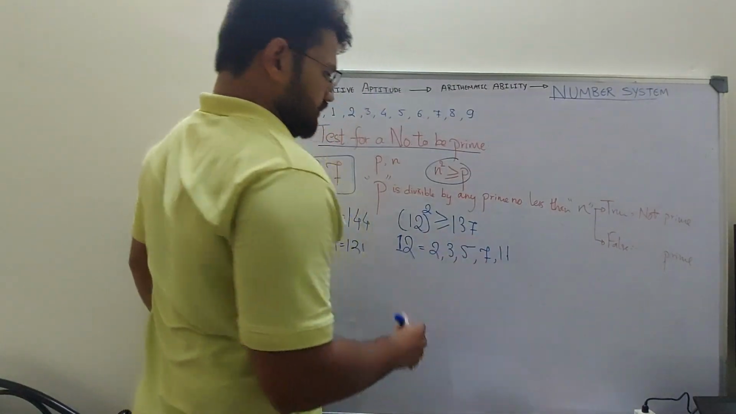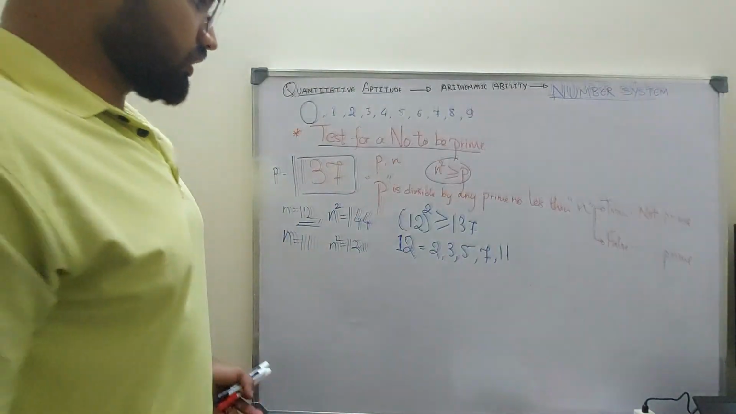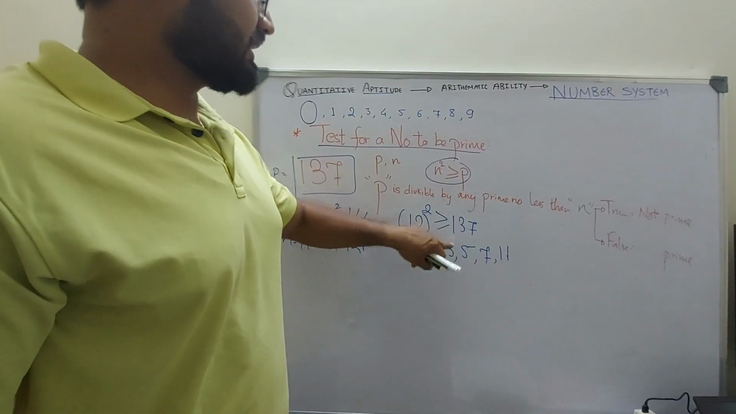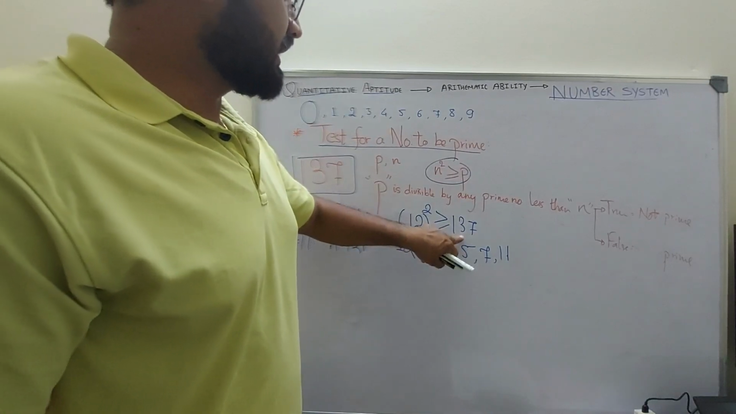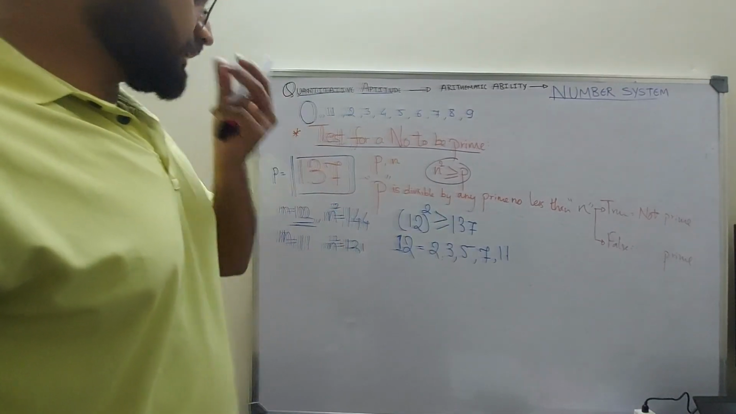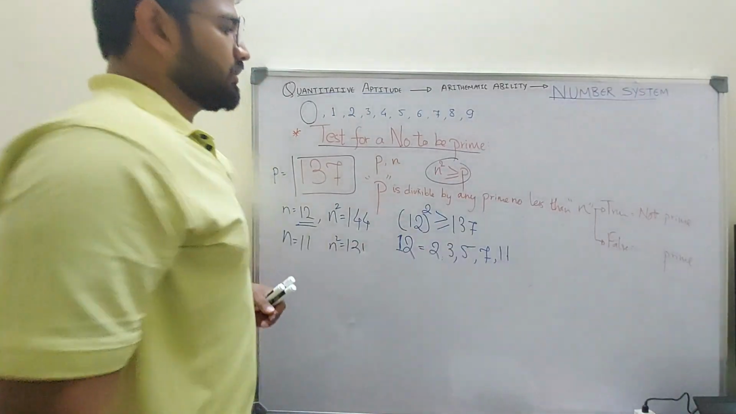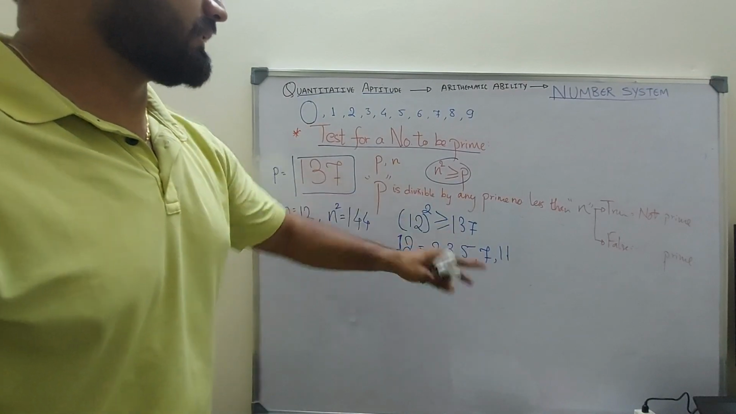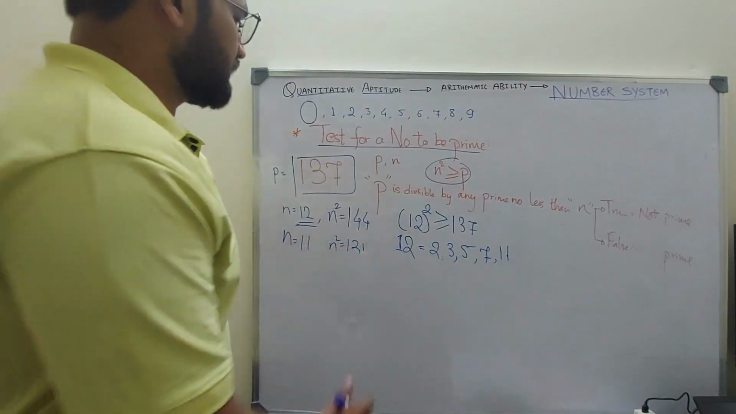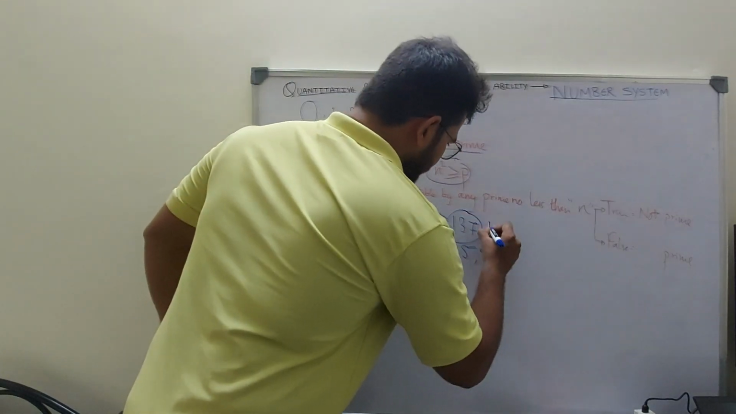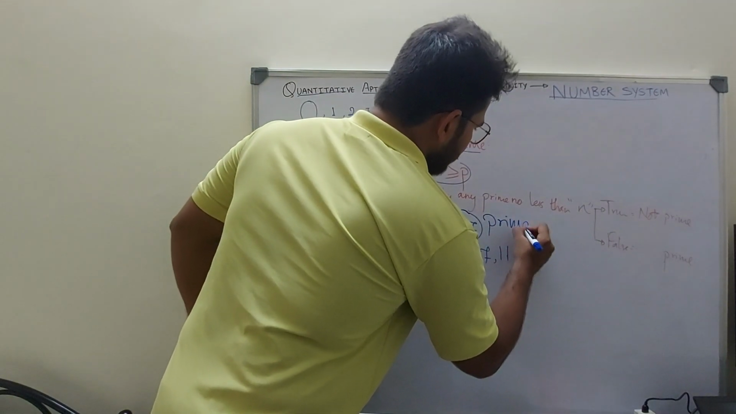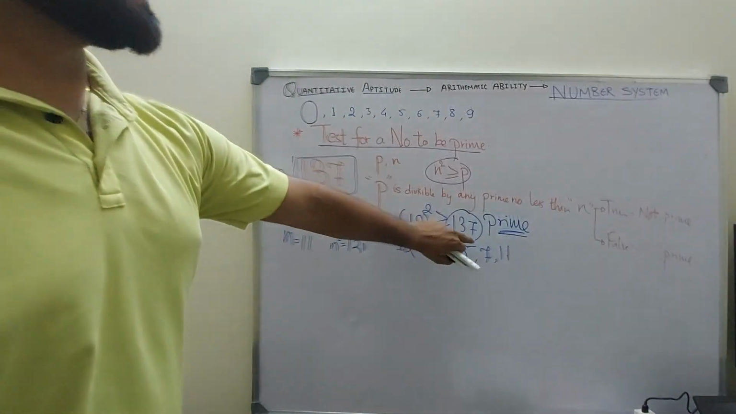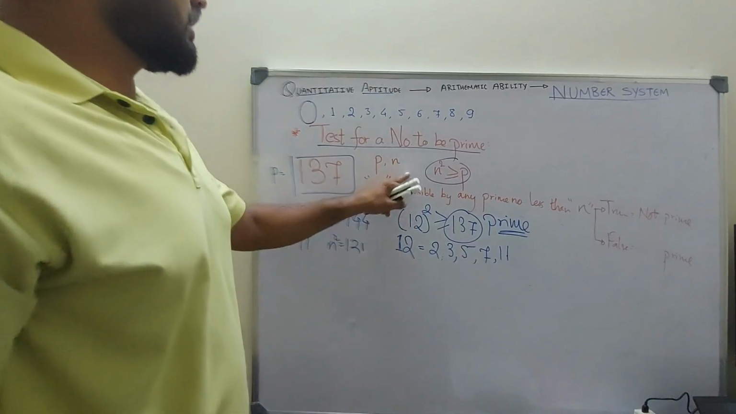Is it divisible by 2? No. Why? It's not even at all. Divisible by 3? For 3 we have to check the rule of divisibility: the sum of the digits should be divisible by 3. 1 plus 3 plus 7 is 11. Not at all. 5, you can say no. If we divide by 7, 7 ones are 7, 7 threes are 21, 21 and 6, 27, remainder 4. Not at all. 11 also not possible. Hence, I will declare this as a prime number. Is it true, guys? Let me know in the comment section. I am saying that 137 is prime. Let me know whether it is or not.